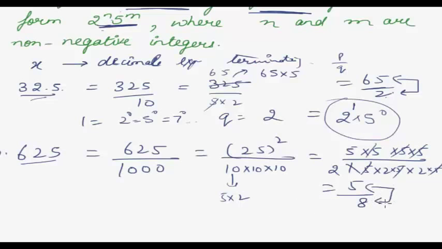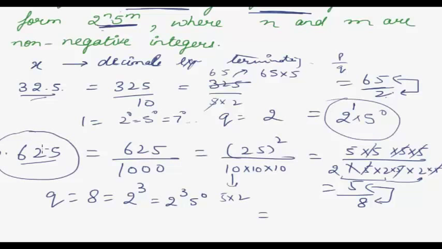Clearly 5 and 8 are coprimes, and the value q, that is denominator 8, can be expressed as 2 cube from here also, which can further be expressed as 2 raised to power 3 into 5 raised to power 0. So clearly it was also a case of terminating decimal expansion, and we can see that it can also be expressed as p by q form, where q is of the form 2 raised to power n, 5 raised to power m, where n and m are non-negative integers.